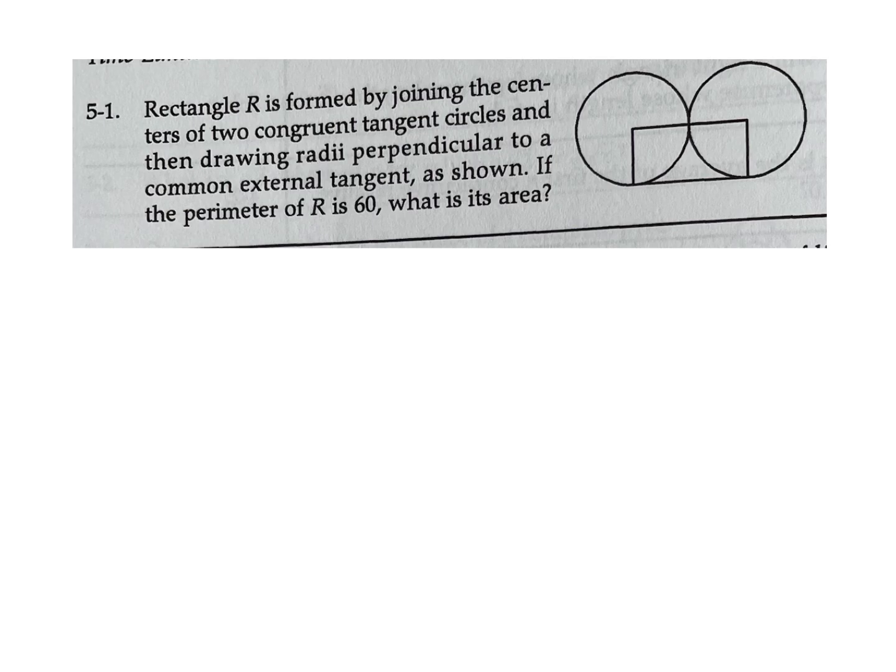Rectangle R is formed by joining the centers of two congruent tangent circles and then drawing radii perpendicular to a common external tangent as shown. If the perimeter of R is 60, what is its area?